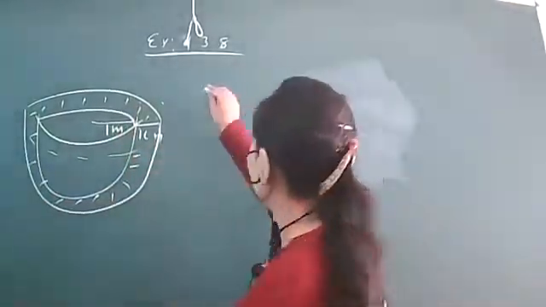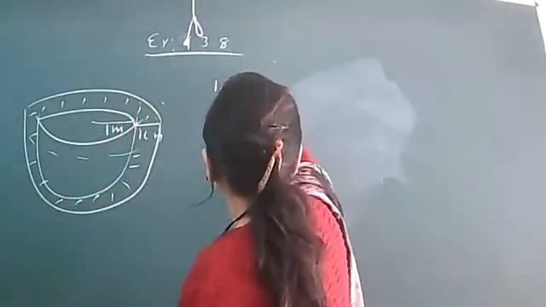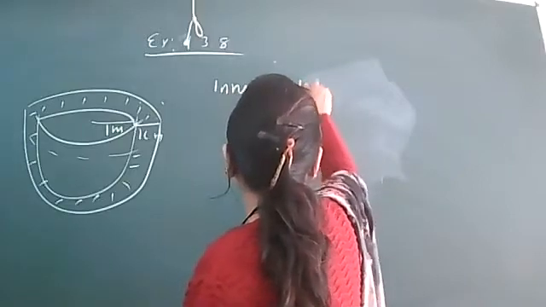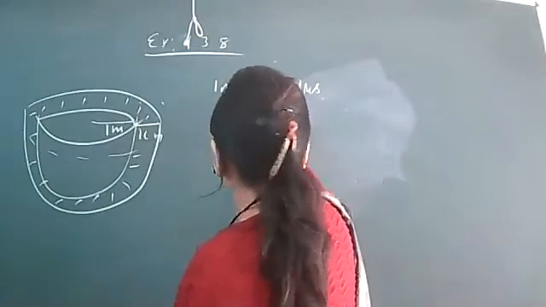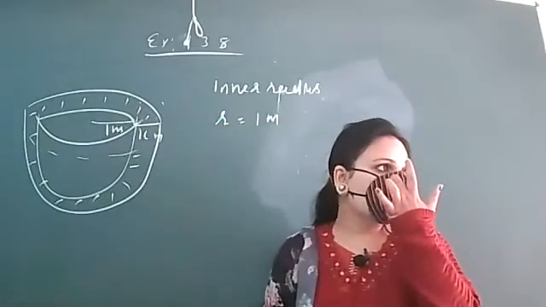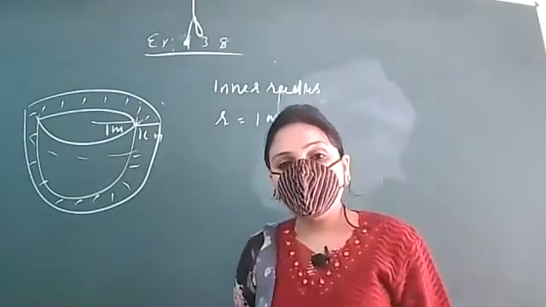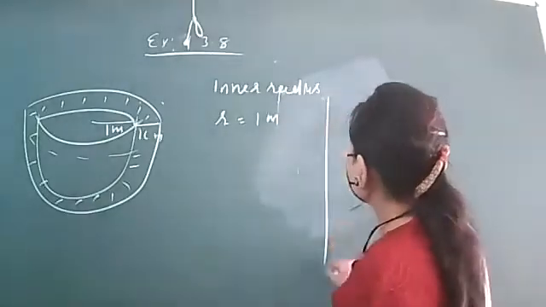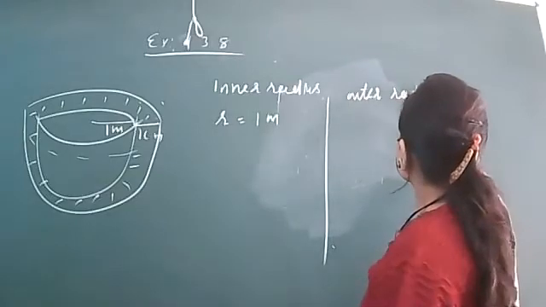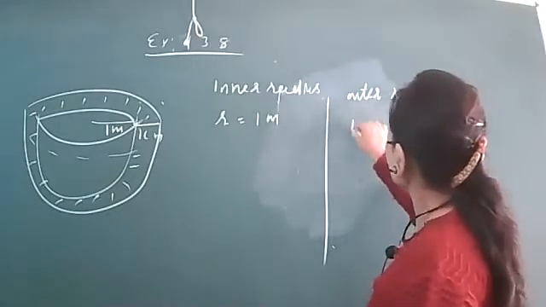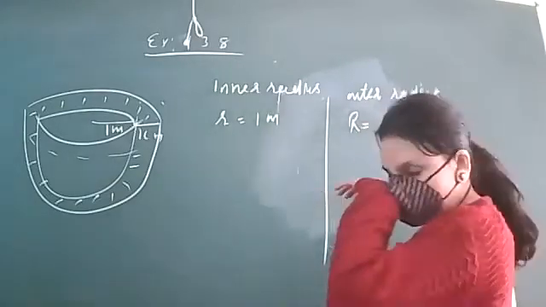So first of all, let us discuss the inner radius. Let us suppose the inner radius to be r. This is 1 meter. Inner radius is 1 meter, right? And the outer radius, we take it to be capital R.